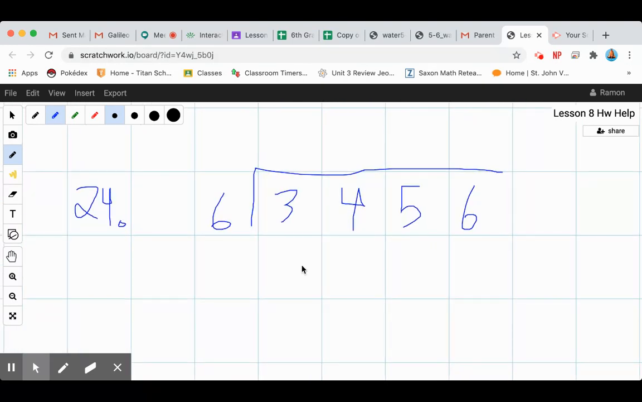And then repeat the process, divide, multiply, subtract, bring down. For 24, we are just dividing 6 into 3,456. 6 is the divisor, 3,456 is the dividend, and then you just find the quotient. Again, divide, multiply, subtract, and bring down. And then you complete the computation.